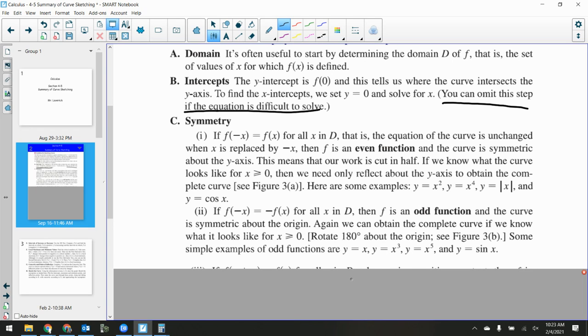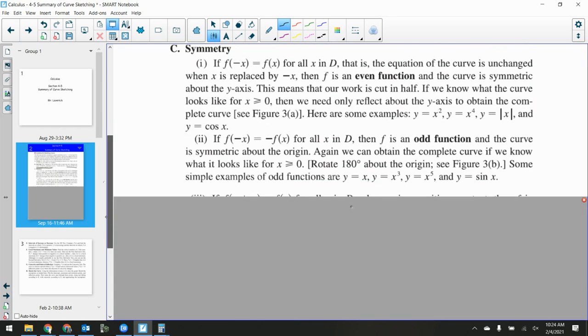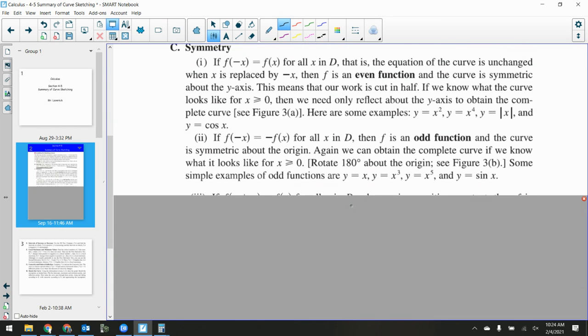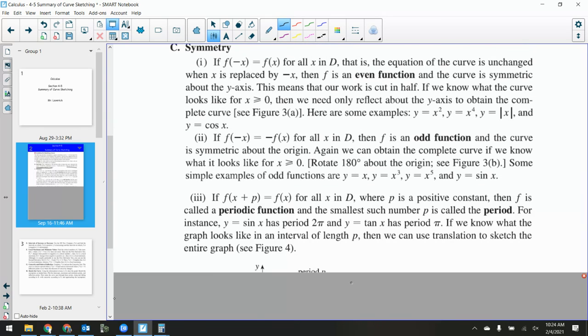Now, for odd, you can't really use too much in terms of graphing it, but I guess it's good to tell whether it's odd. If you put negative x in, you get negative f of x, right? If you needed to, we can obtain the complete curve if we know what it looks like for x greater than 0. All we have to do is rotate everything 180 degrees. That's easier said than done sometimes. Simple functions like y equals x to the third, y equals x to the fifth, and y equals sine x are all odd functions.